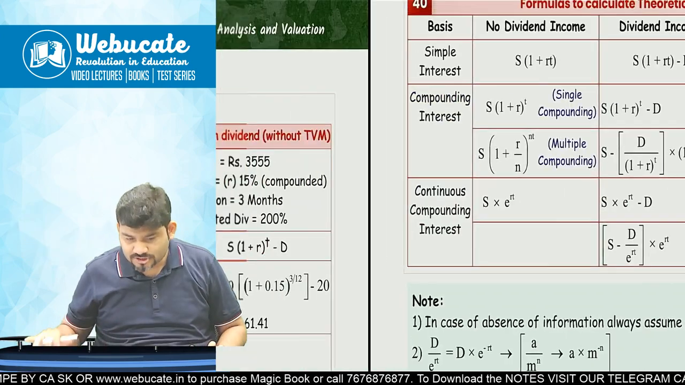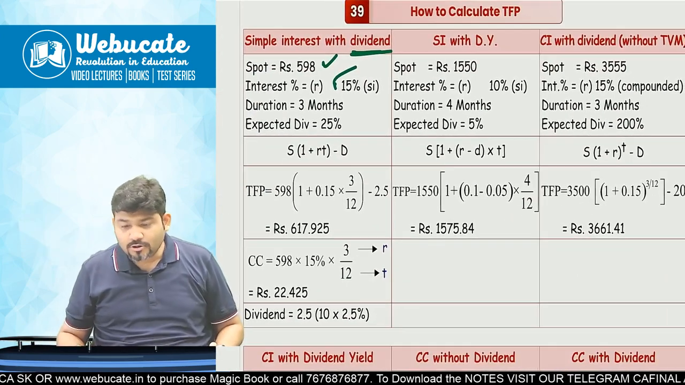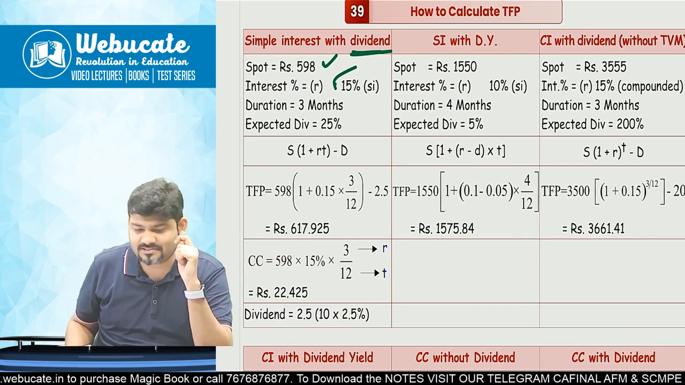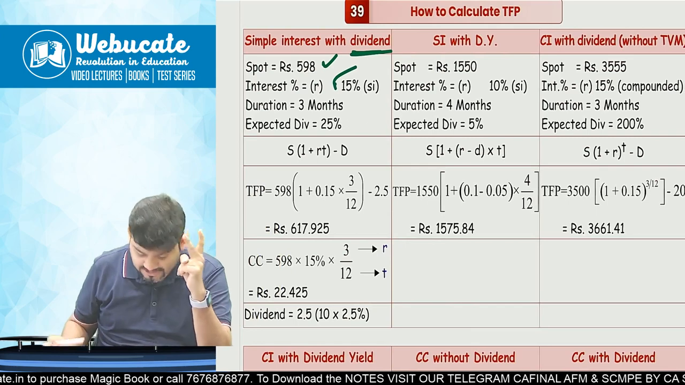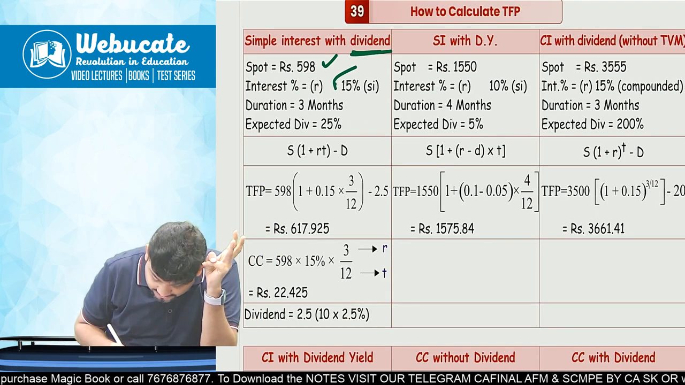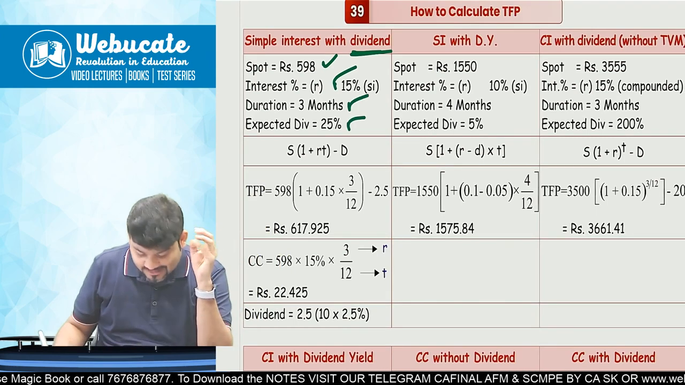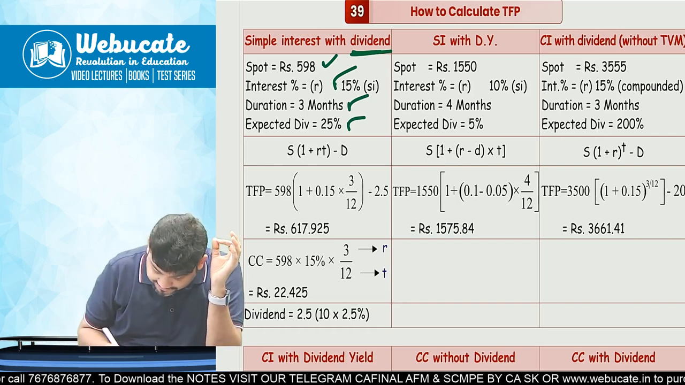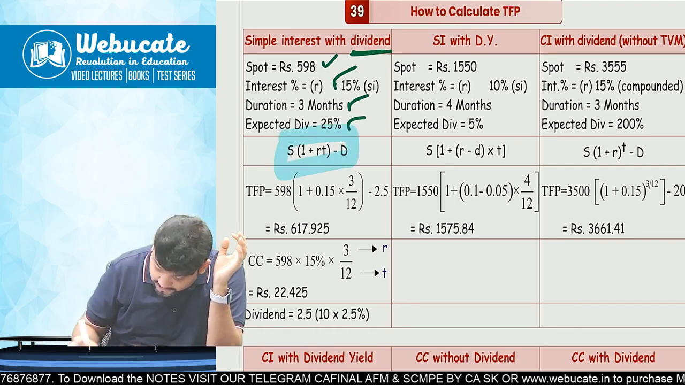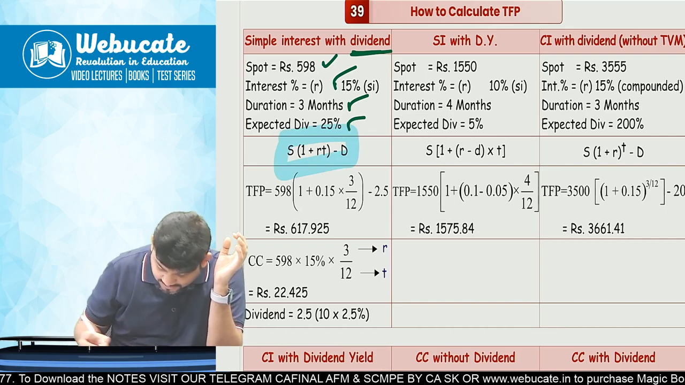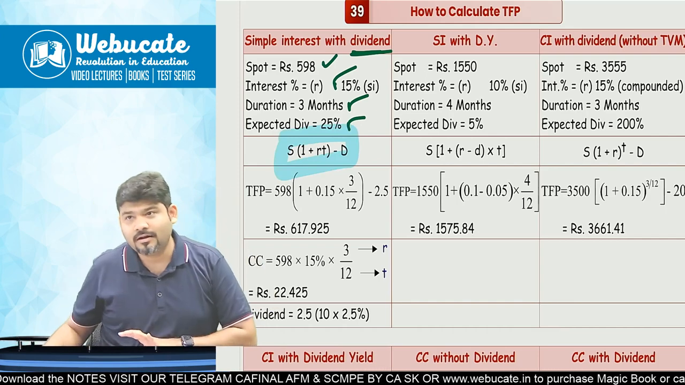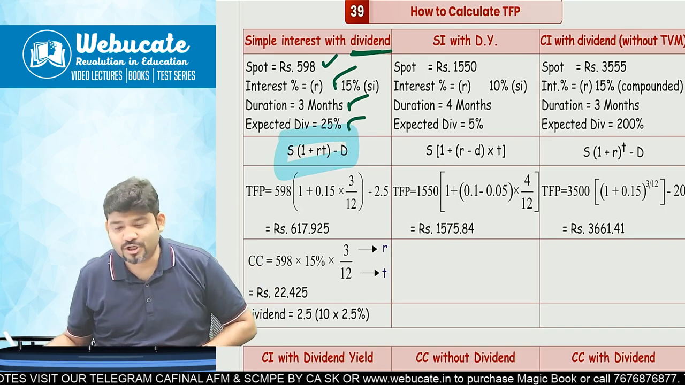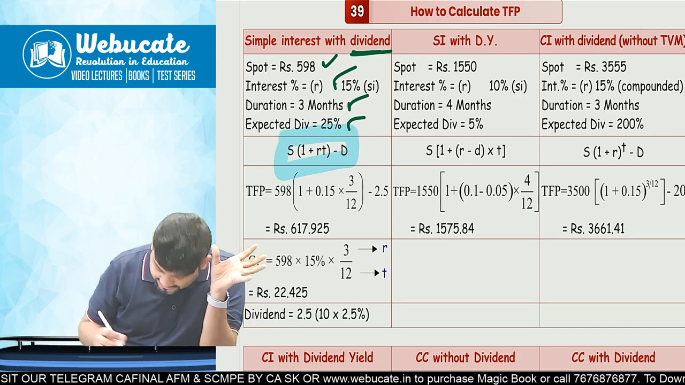Yes. So here we are. How to calculate the theoretical future price? Simple interest with dividend. Spot is 598, interest is 15%, duration is 3 months, expected dividend is 25%. In this case, how will you calculate the theoretical futures price? Let's try it logically.